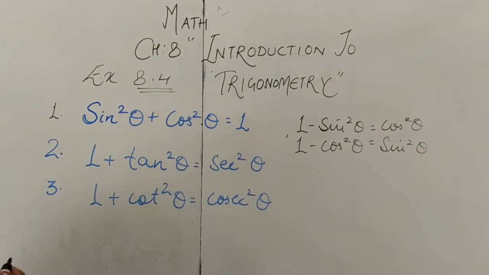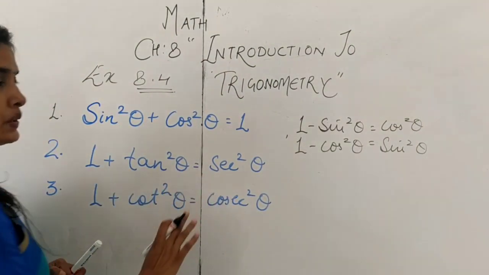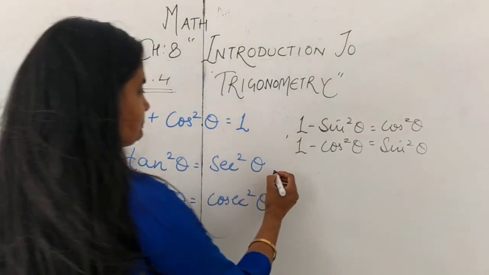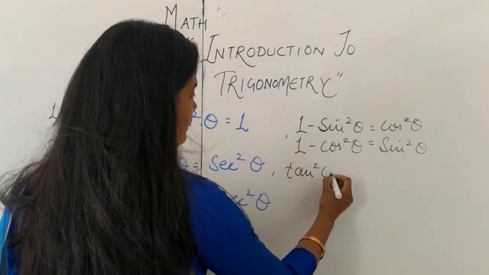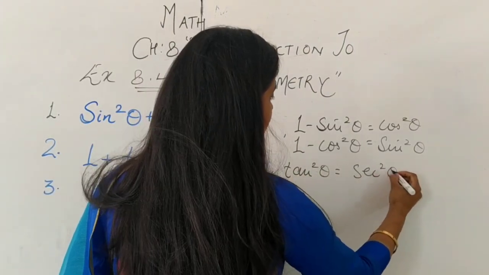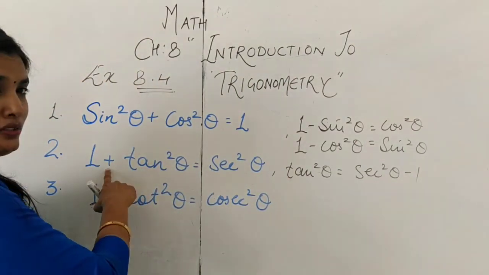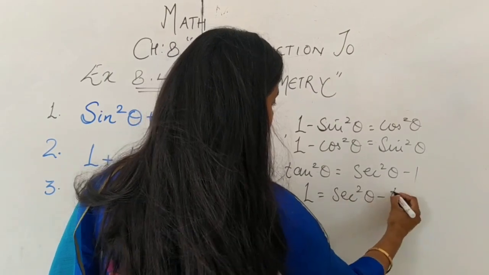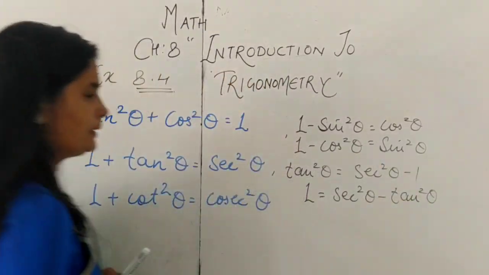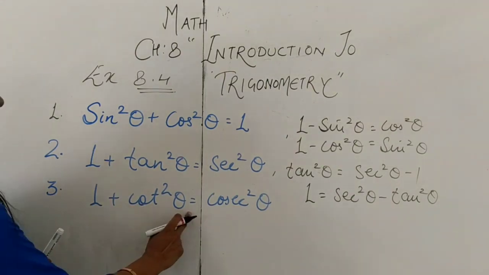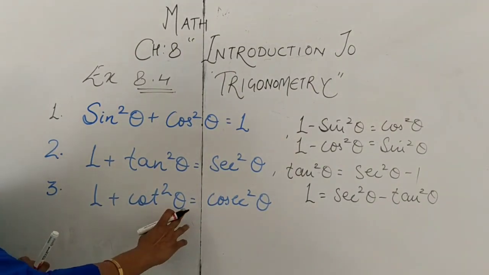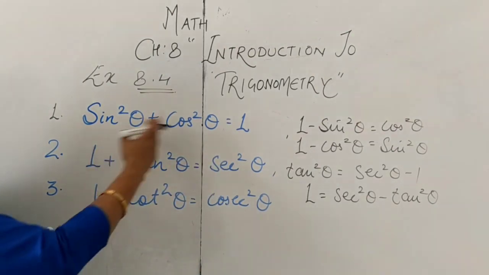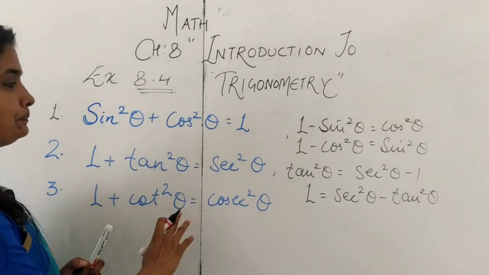Fine. Now second one is 1 plus tan square theta equal to sec square theta. Again with the help of this you can make two more identities. Which one? Tan square theta equal to sec square theta minus 1. And one more, 1 equal to sec square theta minus tan square theta. Clear? Now if third one is 1 plus cot square theta equal to cosec square theta, again you can make two more identities. You can shift cot square to that side and then 1 that side. Clear? Is it clear?